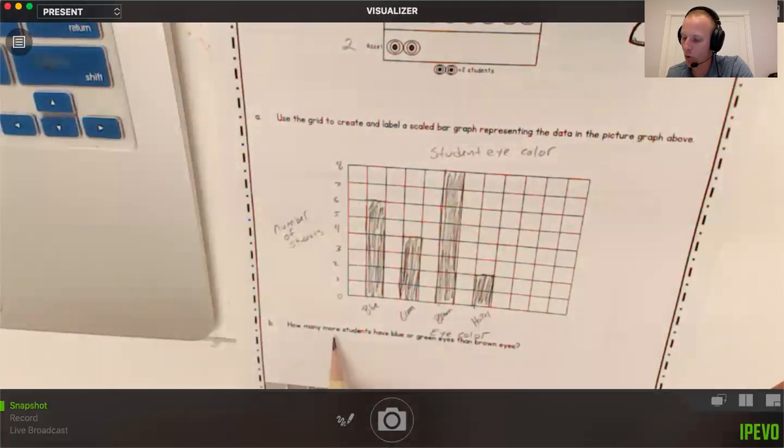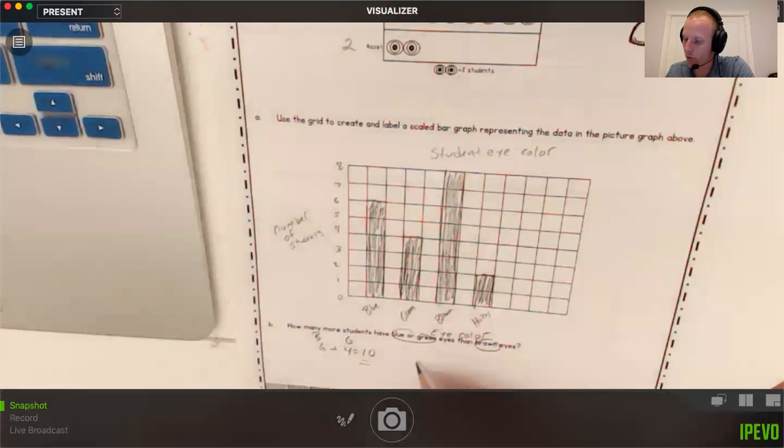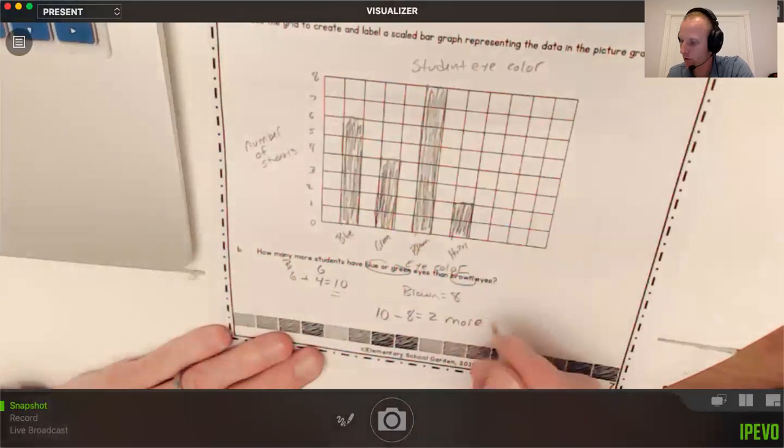Part B says how many more students have blue or green eyes than brown eyes. Blue or green, so that's 6 plus 4 equals 10. Blue and green is a total of 10 versus brown, which is 8. Brown equals 8. So we need to compare the 10 and the 8. So 10 minus 8 equals 2. So 2 more students. Let's move that down so you can see a little better.